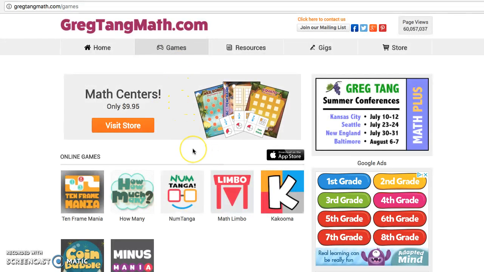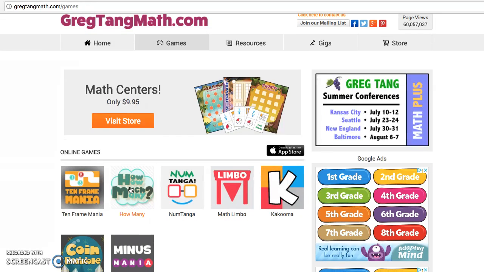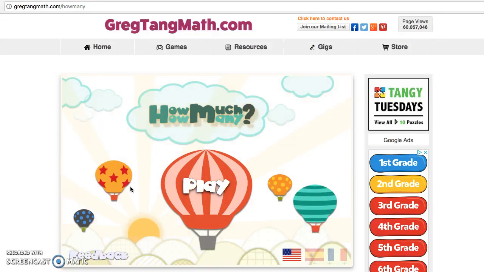And because we are learning about word problems and how to make them more understandable and easier for students to comprehend, I'm going to go with the How Much, How Many game. This is a free online game. All you have to do is click right on this icon, How Much, How Many. And then I will click on play.